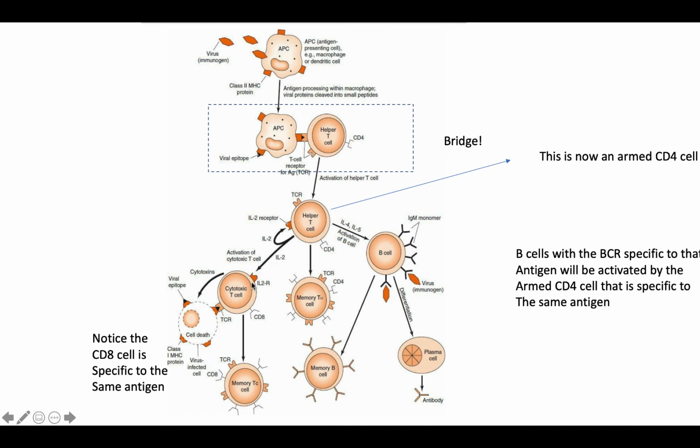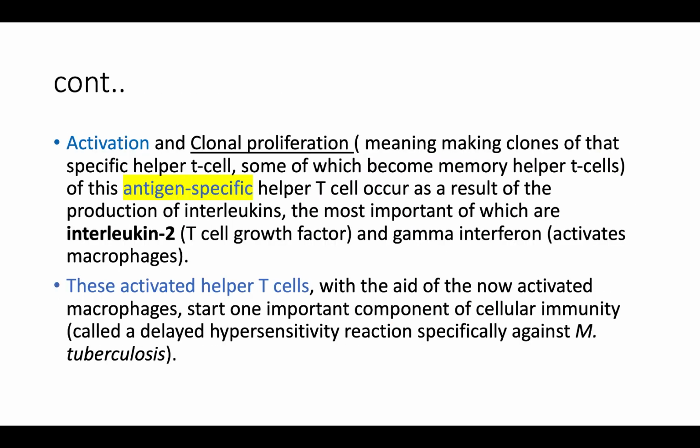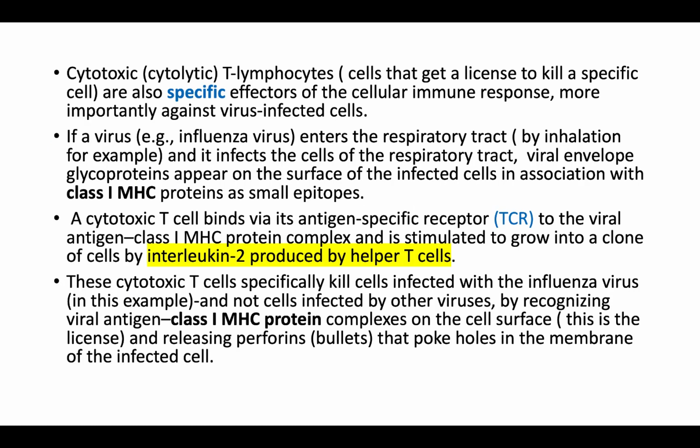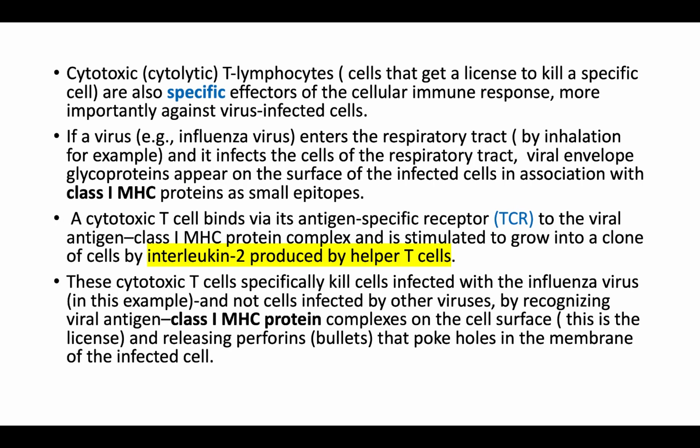Activated by interleukin 2. We said every time you hear the word activated in immunology, that equals two things. First, clonal proliferation. Second, creation of memory. Every time you hear activation, that means again clonal proliferation, and then memory cell production. So these activated helper T cells, with the aid of the newly activated macrophage, start the specific immunity against MTB. So T lymphocytes, they get this license once they are activated to start killing the cells that they are specific to.